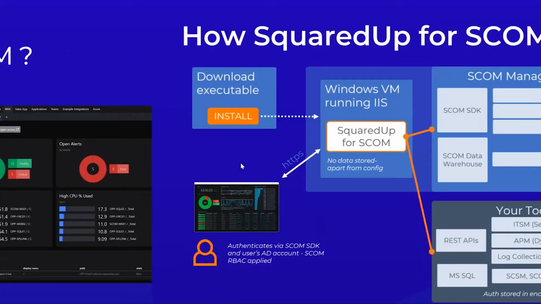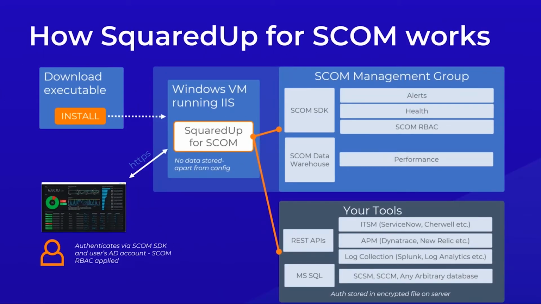And then how SquaredUp for SCOM works. So you start by downloading the executable and installing it on a Windows VM, which is running IIS. Your users can access SquaredUp via a secure HTTPS link from any browser on any device, simply by logging in using your Active Directory account.